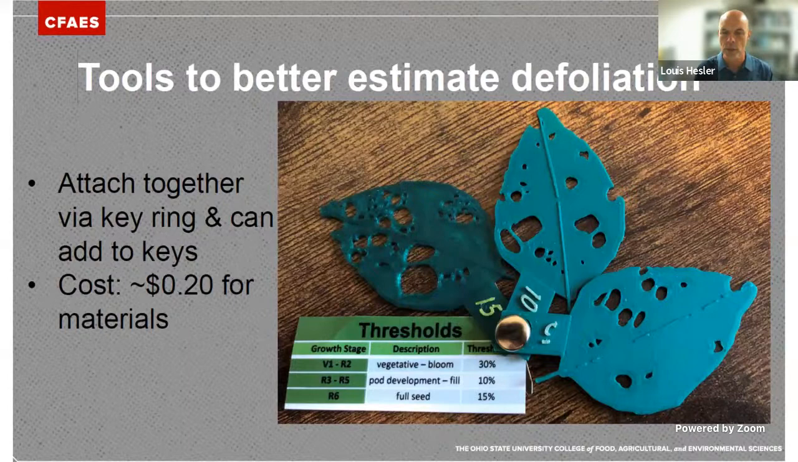I know there's some places in the United States that have made these and then distributed them to soybean pest management practitioners, to soybean growers in their area. And again, you're able to carry this to the field and put that ring of different levels of defoliated leaves up to what you're seeing in the field. And so you can do it on site there.